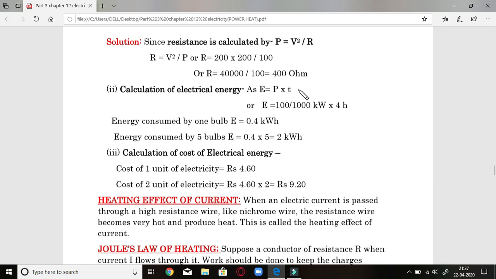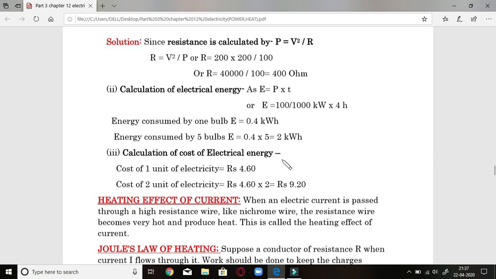Since we have to find its bill, and the bill is based on the electrical energy only, E is equal to power into time. Power here is 100 and time came out to be 1000. Okay, sorry, that is 4 hour. So power is 100 upon 1000 in kilowatt, multiplied with 4 hour. So we found that the energy consumed by one bulb came out to be 0.4 kilowatt hour, and for the 5 bulbs it came out to be 2 kilowatt hour.